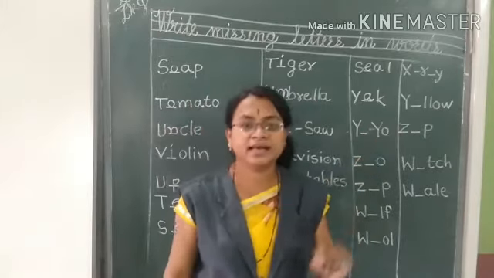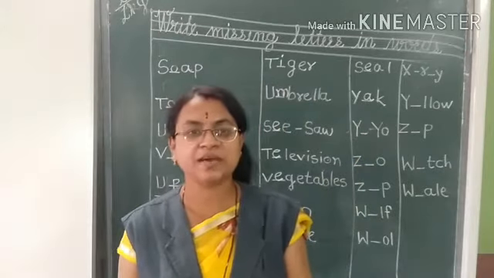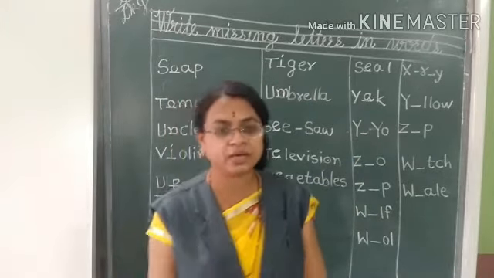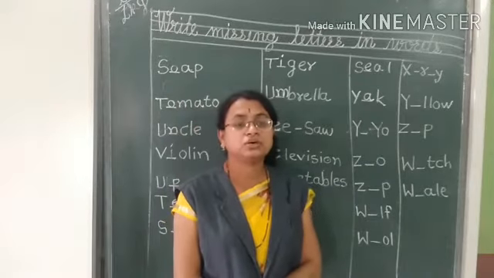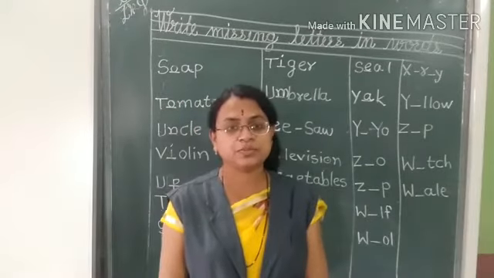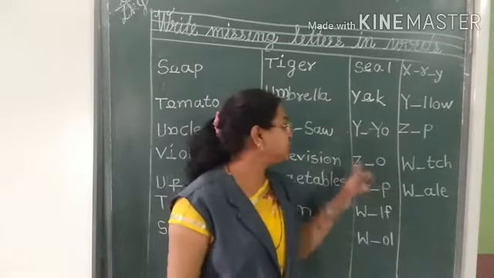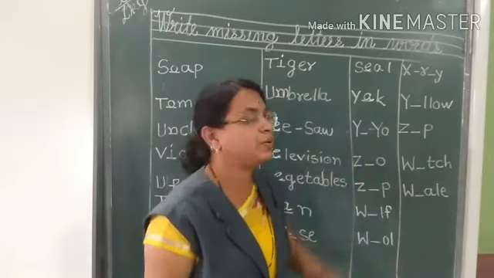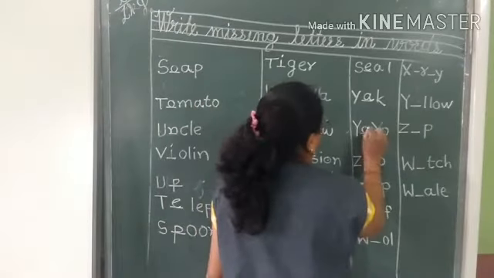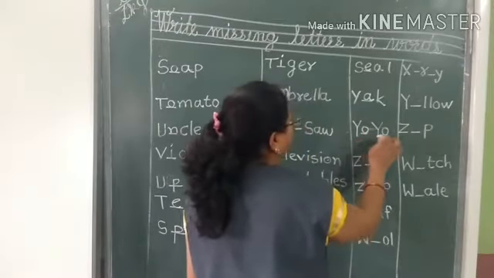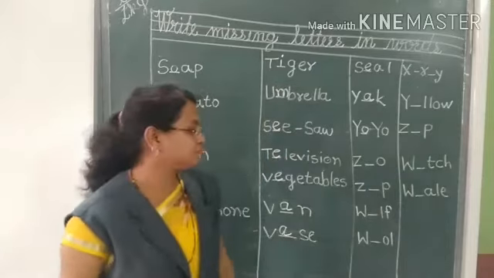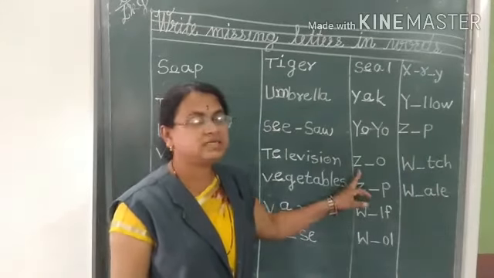Y-Y-O. This is the spelling of yo-yo. Tell me the yo-yo spelling. Y-O-Y-O. Yo-yo. Which letter is missing? After Y? O letter. Again, read with me. Y-O-Y-O. Yo-yo. Read the next spelling.